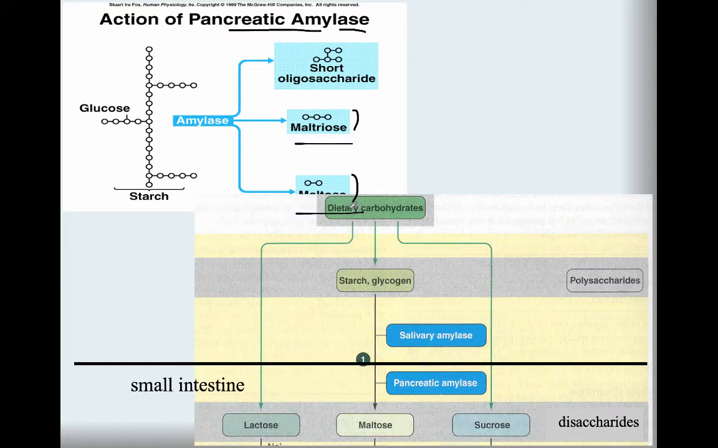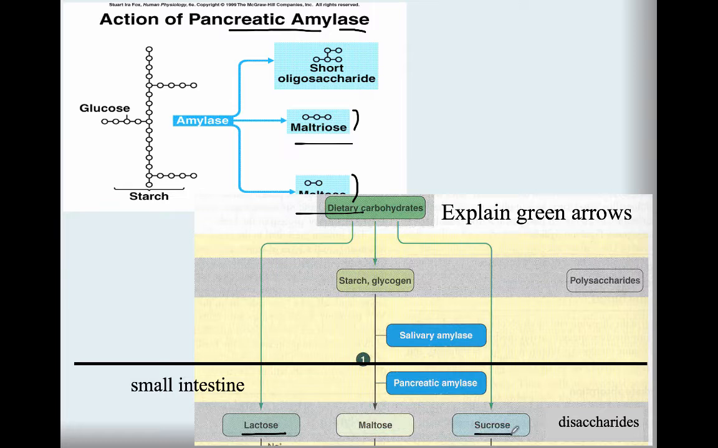And then here you can see dietary carbohydrate, and we're going to work our way down from the mouth to the stomach and into the small intestine. What is lactose? What is sucrose? You might pause the video and see if you know what that is. Lactose is a disaccharide and it's milk sugar. And so it's the sugar that's found in dairy products, milk, cheese, yogurt, things like that.